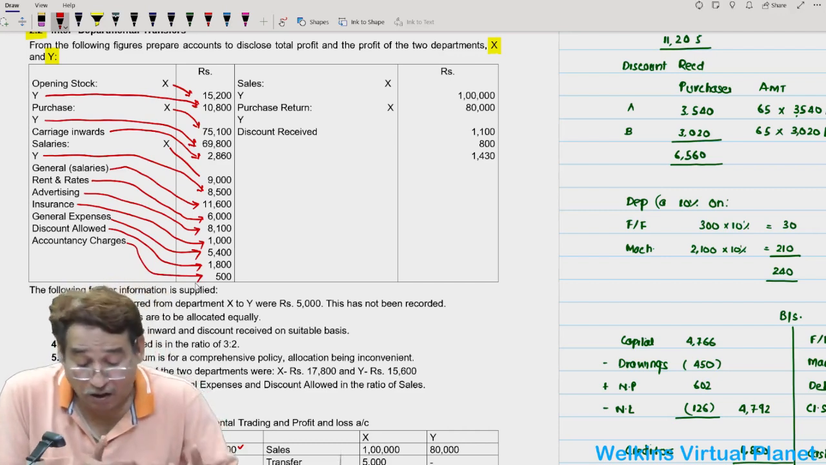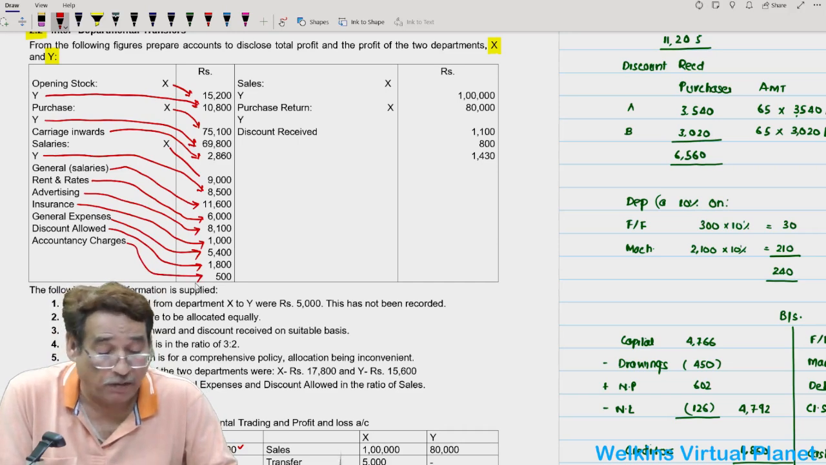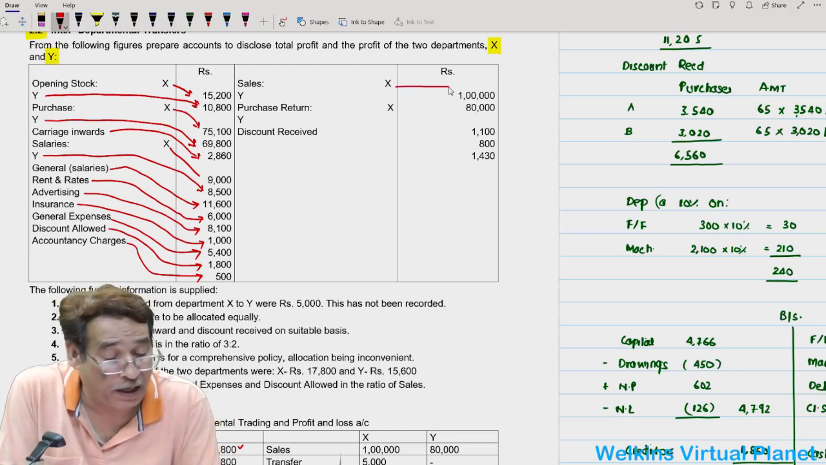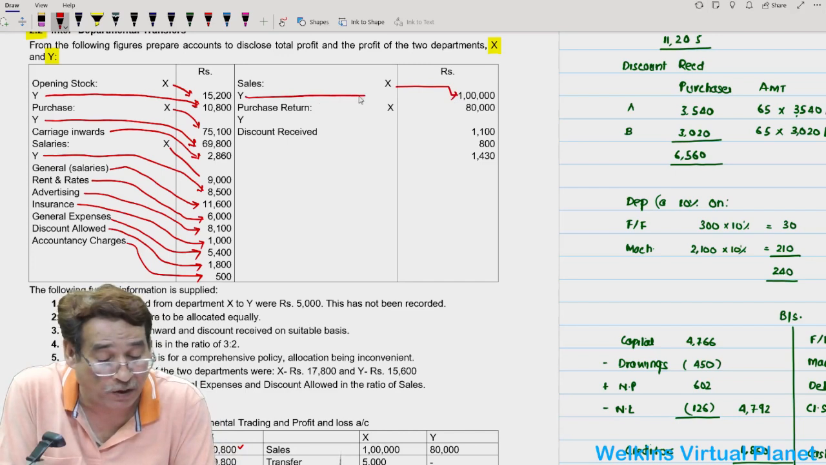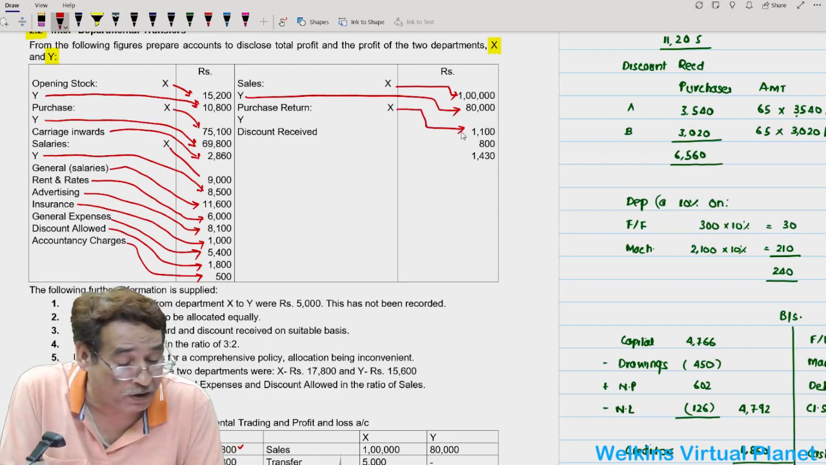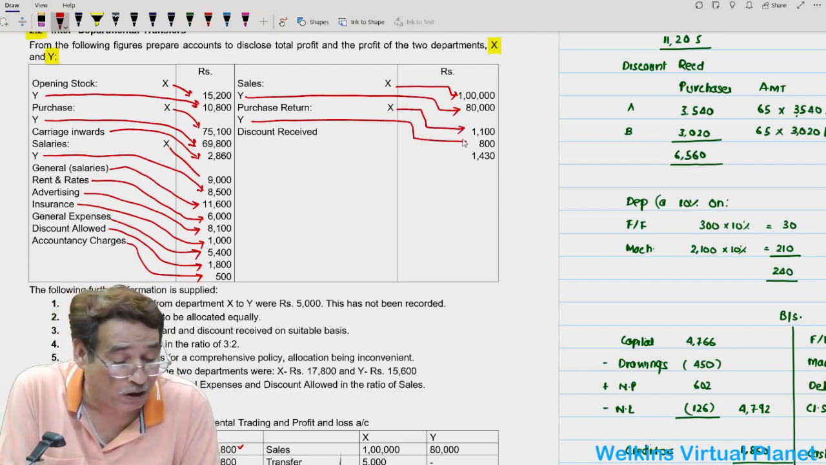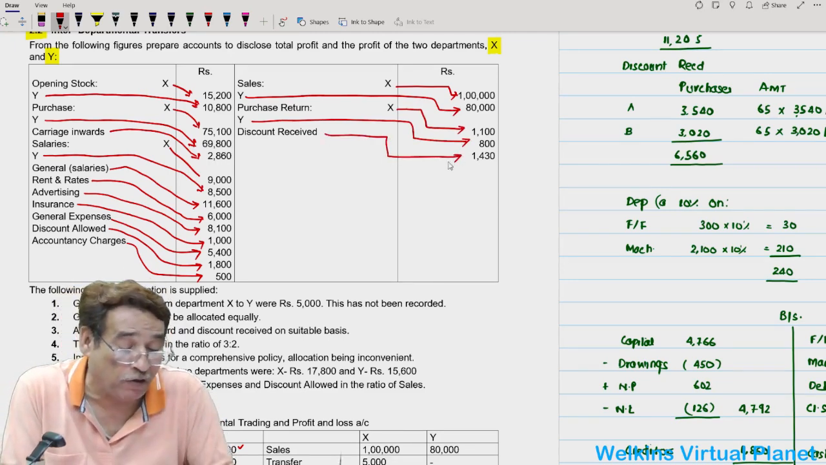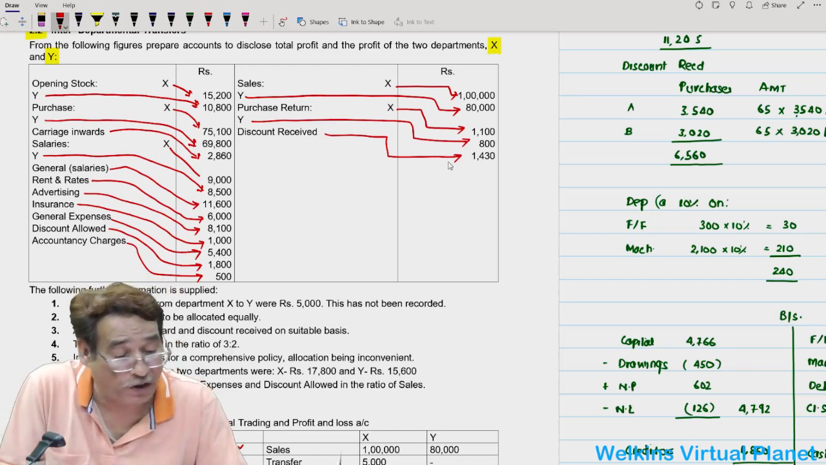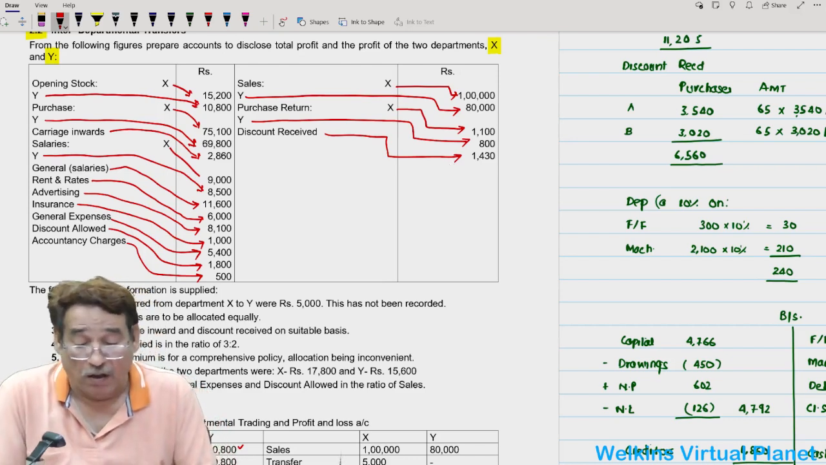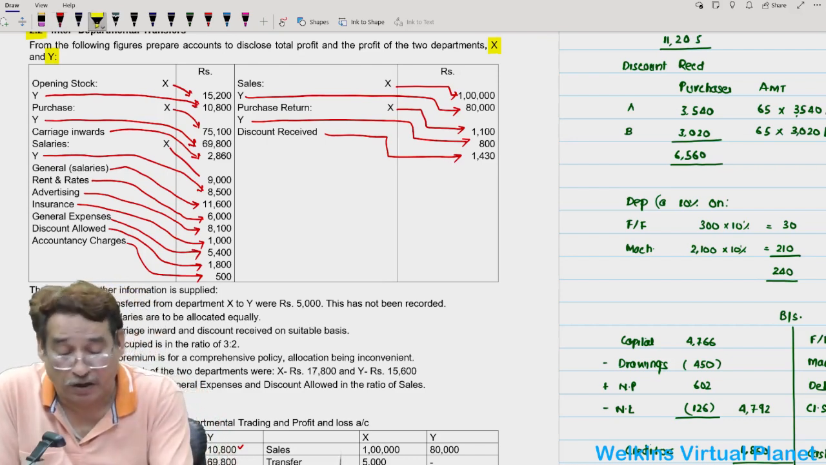Correct? Now, two important points. First, let me go through further information. Then sales is given to us. Sales of Department X is 1 lakh and sales of Department Y is equal to 80,000. Besides that, we have been given purchases return 1,100 and 800, correct? And then discount received is also given, that is equal to 1,430. This is the information which we have so far as this particular question is concerned. Now, below it is written, following further information is given to you.